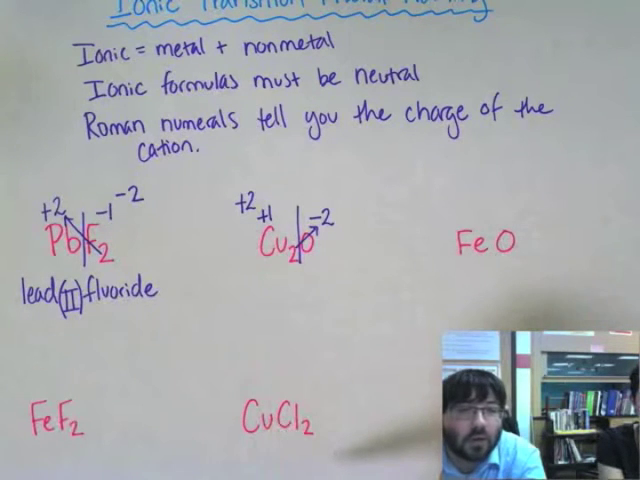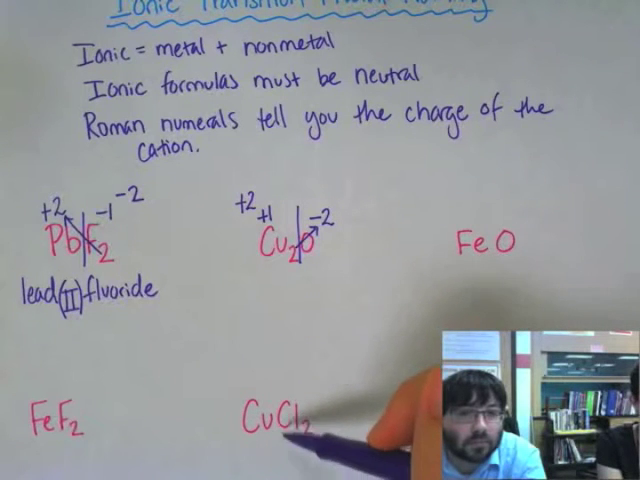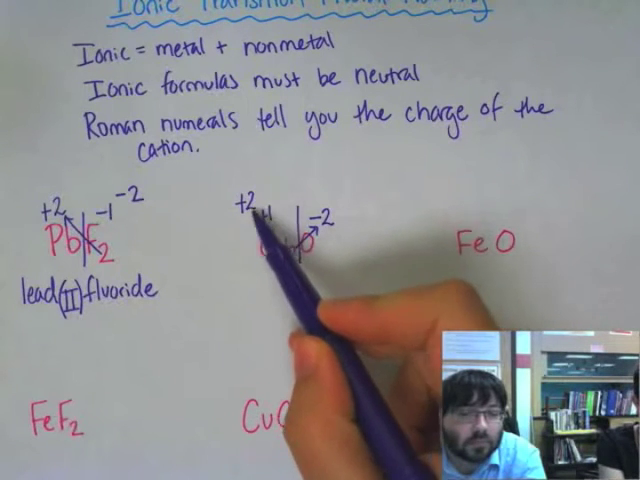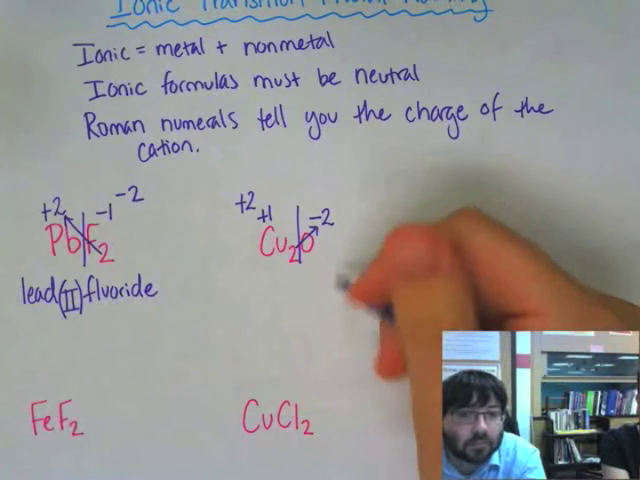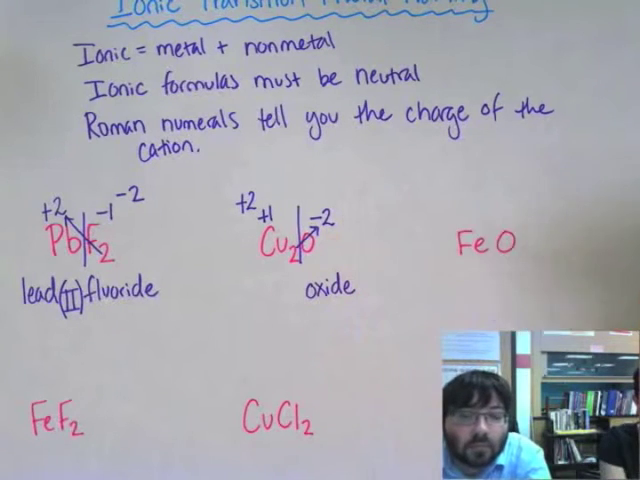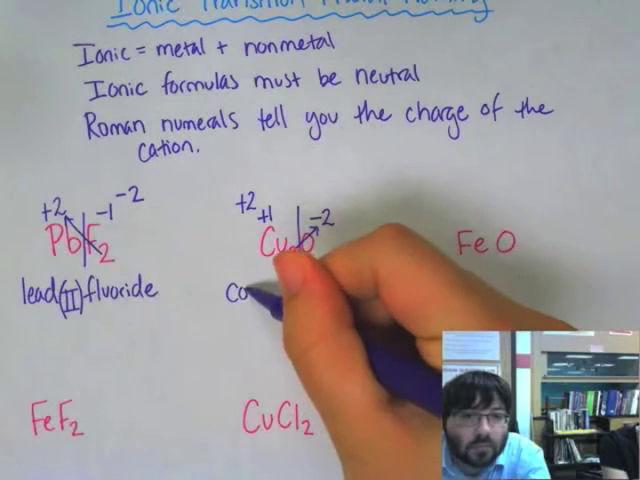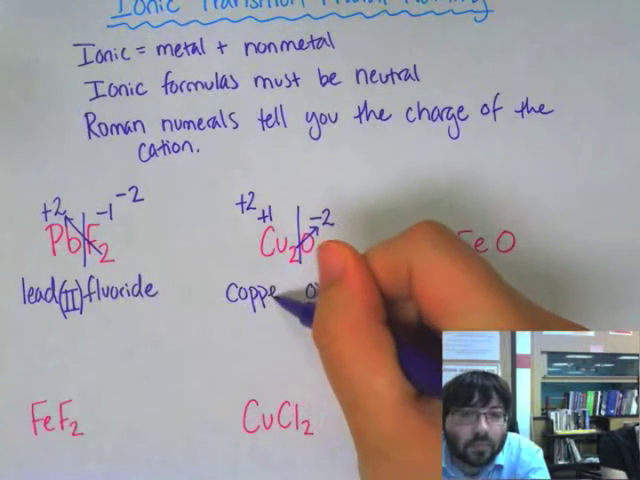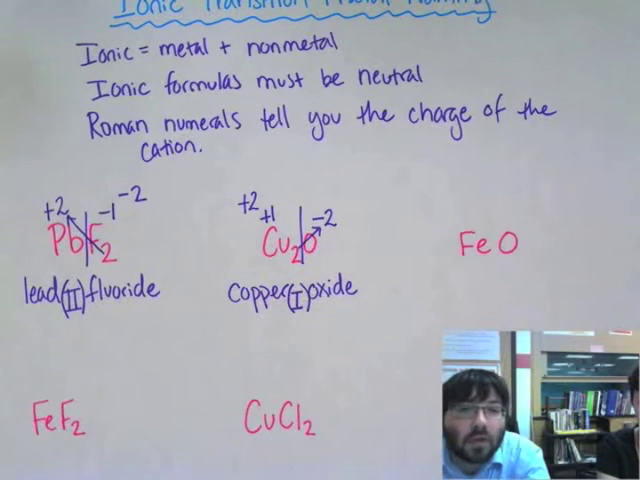Oh, I see. So if I was to write out this formula, this +1 tells me that I've got a Roman numeral of 1. So we've got oxide here from the anion. Oxygen becomes oxide. And this is Cu, copper. And that +2 tells me that I've got a charge of 1. Oh, so it's Roman numeral 1.